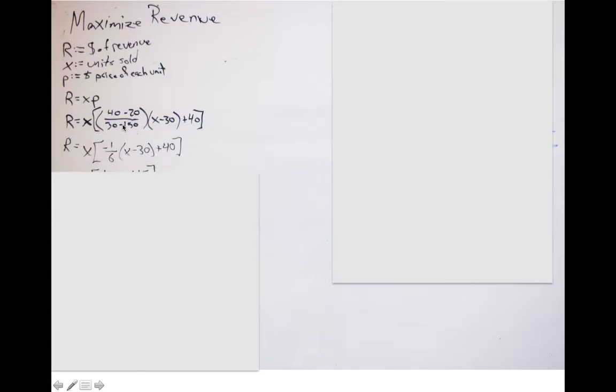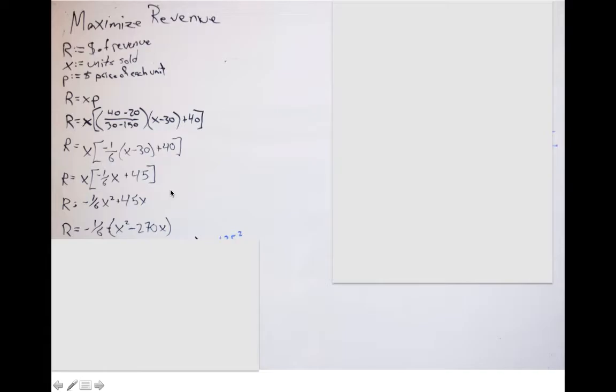So I'm going to multiply that out. I simplify here, I get negative 1/6. So now I can distribute: negative 1/6 times negative 30 is 5. So 5 plus 40 is 45. Then I'm going to go ahead and distribute my x. And now I'm going to start the process of completing the square.